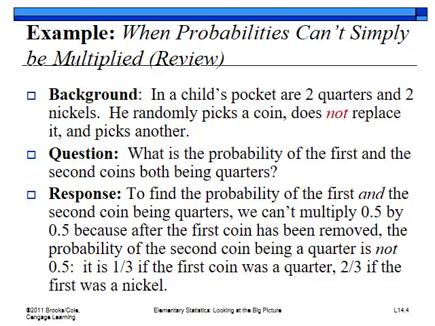We can't simply multiply because the probability that the second one is a quarter depends on what the choice was the first time. If the first coin selected was a quarter, then the probability that the second one is a quarter is 1/3, because there's 1 quarter left out of 3 possible choices. If the first choice was not a quarter, but was instead a nickel, then the probability that the second one is a quarter is 2/3, because there are still 2 quarters left out of 3 coins total.